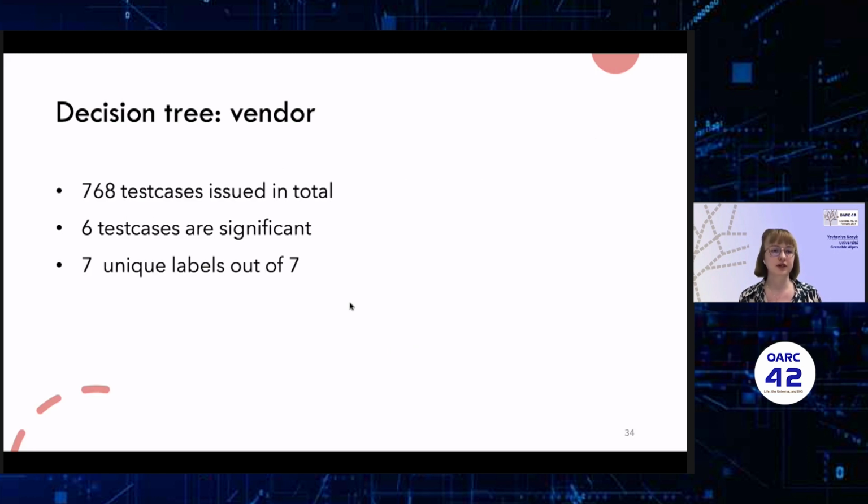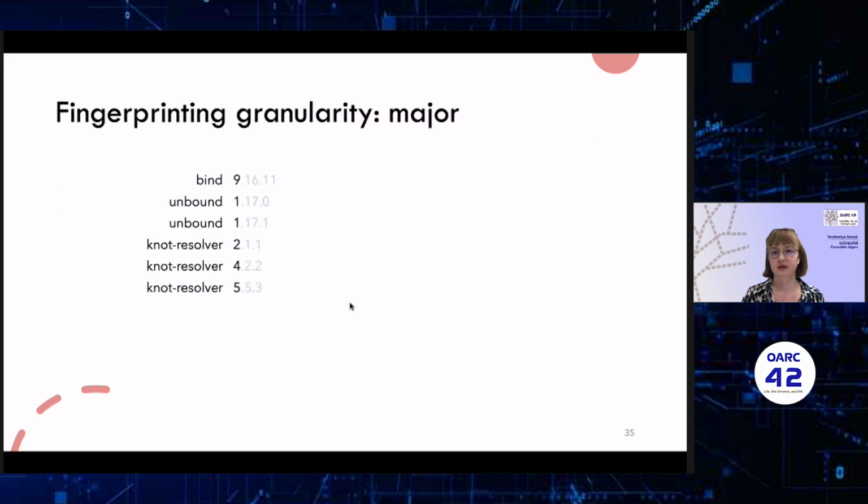To build this kind of tree, only 6 DNS queries were used, and we managed to distinguish all the software vendors. I recall that at the very beginning, we need to issue as many as 768 different test cases, DNS requests, but only 6 of them were significant to distinguish all the vendors. Next we can go one step more specific, and this time try to fingerprint the major versions.